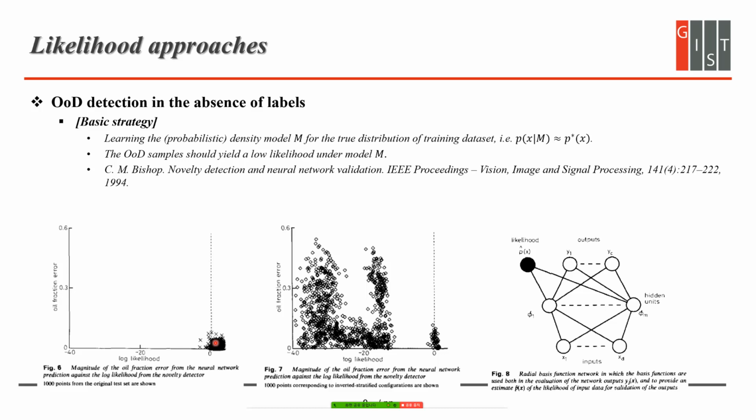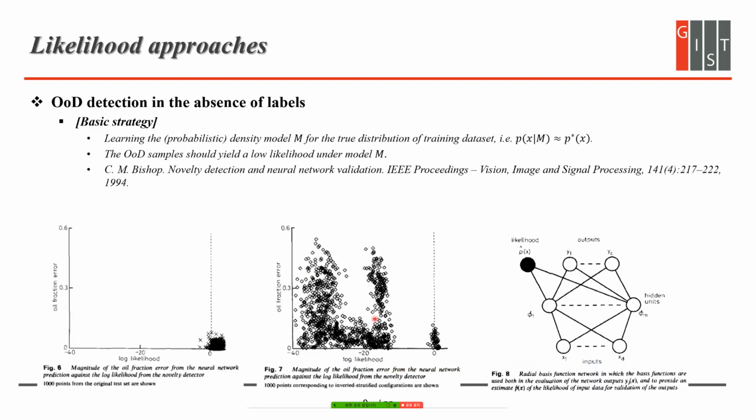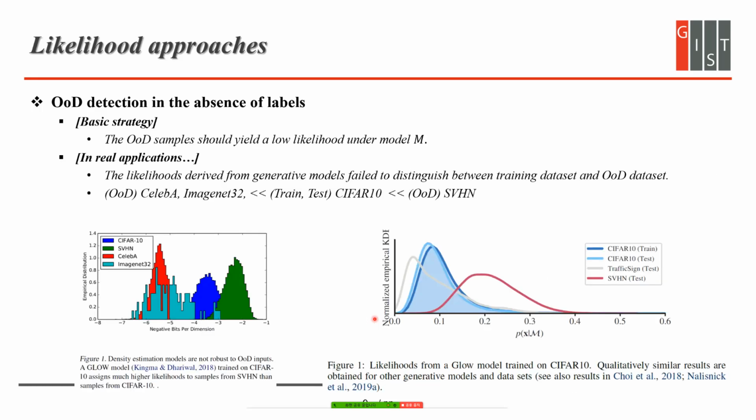So the core is that the likelihood of the outlier samples should be smaller than the in distribution data set samples, but in recent days, this problem has been reported. In this figure, the blue one is the in distribution data set. We can see that the likelihood values are similar between the training and the test data set within the in distribution data set. But the problem is that this black one is smaller than the blue one, but the red one is larger than the blue one.